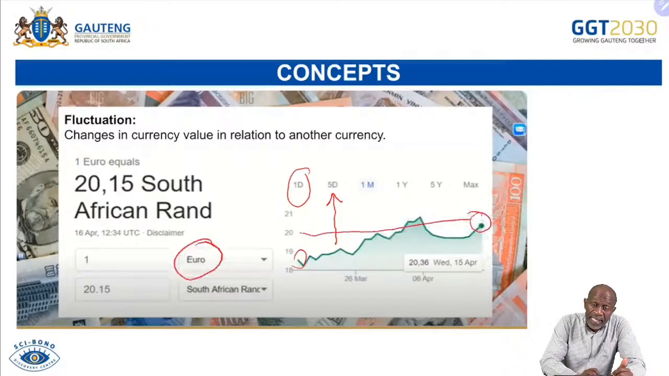So certain times the rand becomes stronger and certain times the rand becomes weaker. That's where you see an increase in the performance of the euro. I hope you are following, grade 12 learners.